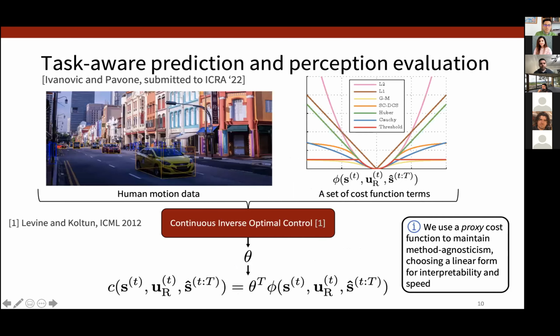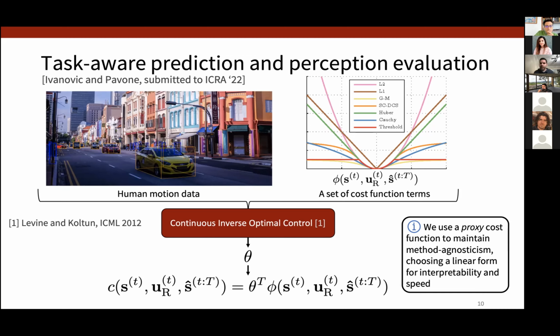So this is the method that we've devised in order to actually develop task-aware metrics. There are two core parts, and the first part is to learn a proxy cost function by which we can well reproduce human motion data that, for example, could be found in a data set.